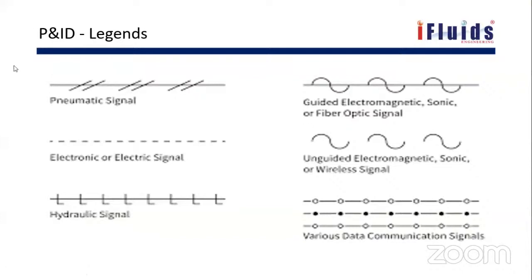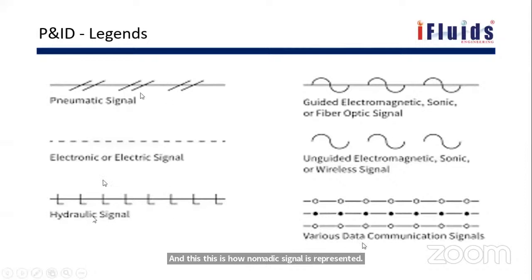And this is how pneumatic signal is represented, electronic signal, hydraulic signal. So these are used for various control systems. So fiber optic signal, electromagnetic signals, various data communication signals, all are represented in the legends. So the legend gives us the details required for making the drawing especially. So what symbols we should use, how the lines should be, everything will be given in legends.